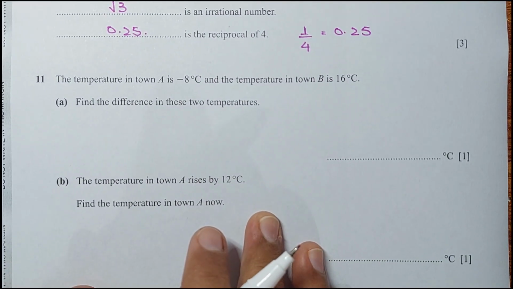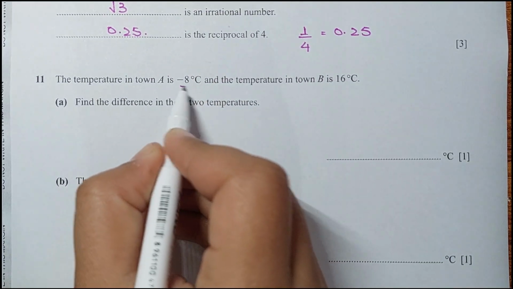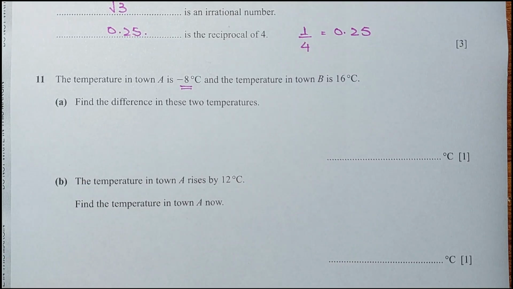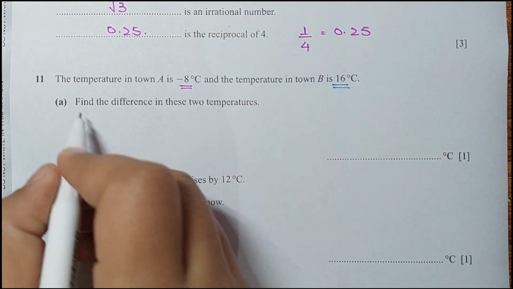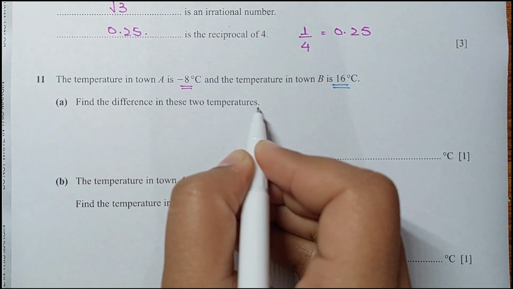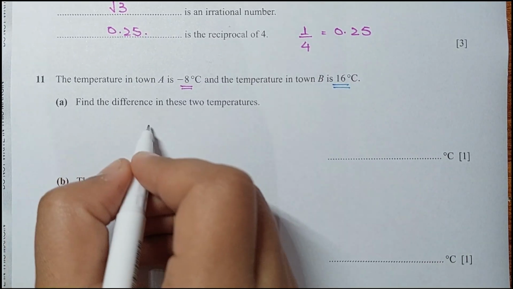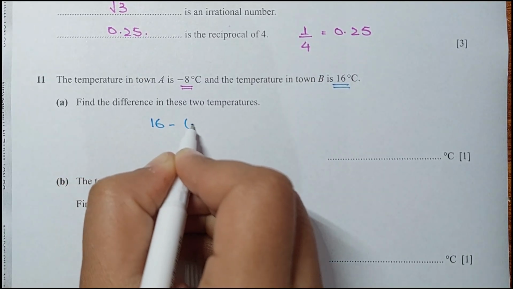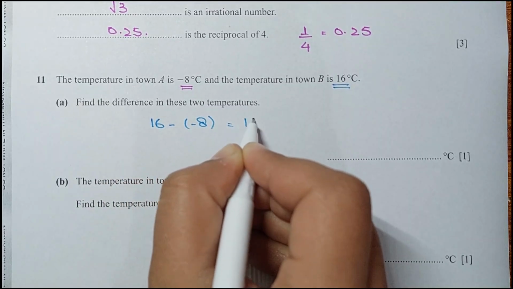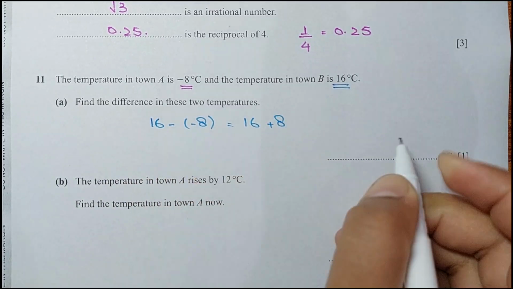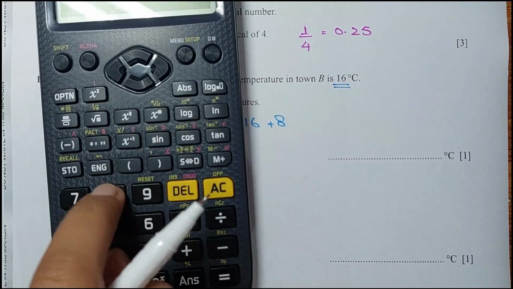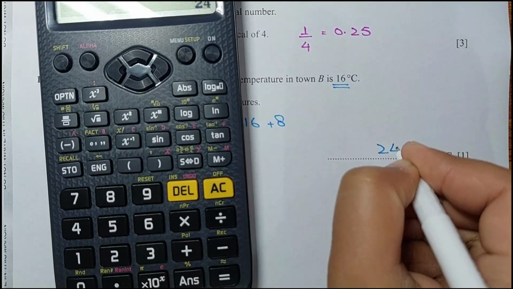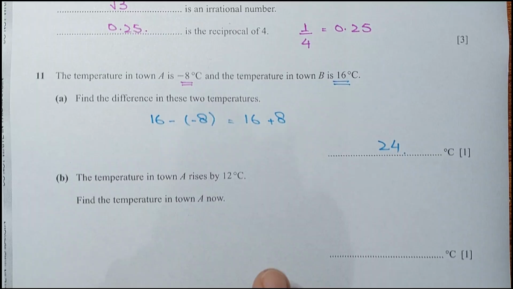Question number 11. The temperature in town A is negative 8 degrees Celsius and the temperature in town B is 16 degrees Celsius. Part A, find the difference in these two temperatures. For town A and town B, the difference in temperatures, which is 16 plus 8. So 16 plus 8 is 24. Yes, 24 degrees Celsius is the difference in temperatures.